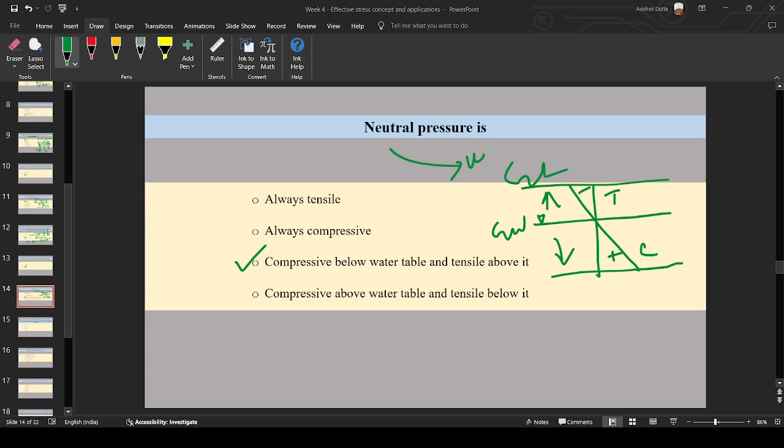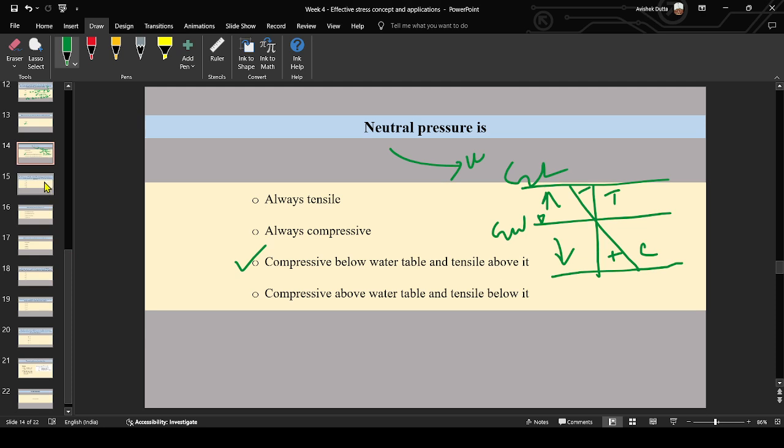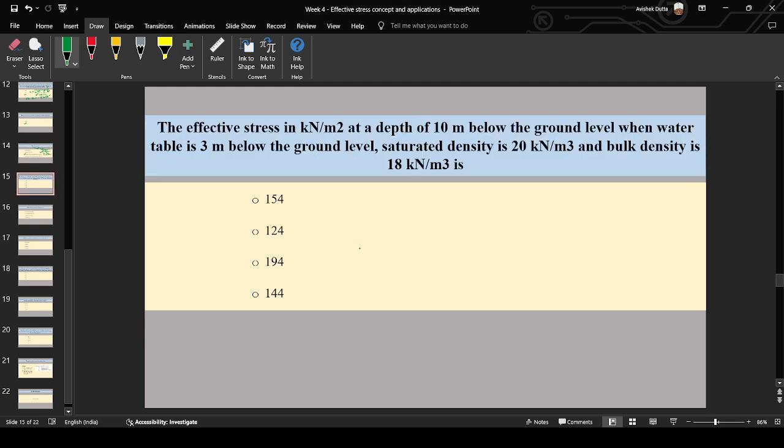Yes, so this is the slide showing the neutral pressure. It is positive below the water table and tensile above it. Now next question.